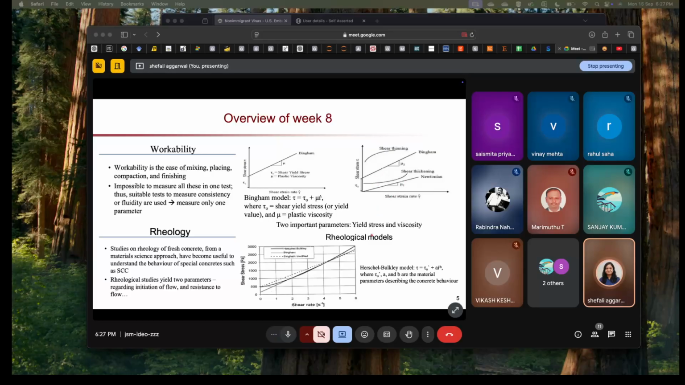Another model is the Herschel-Bulkley model. This is how its curve looks. It is almost similar to the Bingham model, but initially it will have a shear thickening behavior, and then it will go straight up like a Bingham model. So that is the Herschel-Bulkley model.